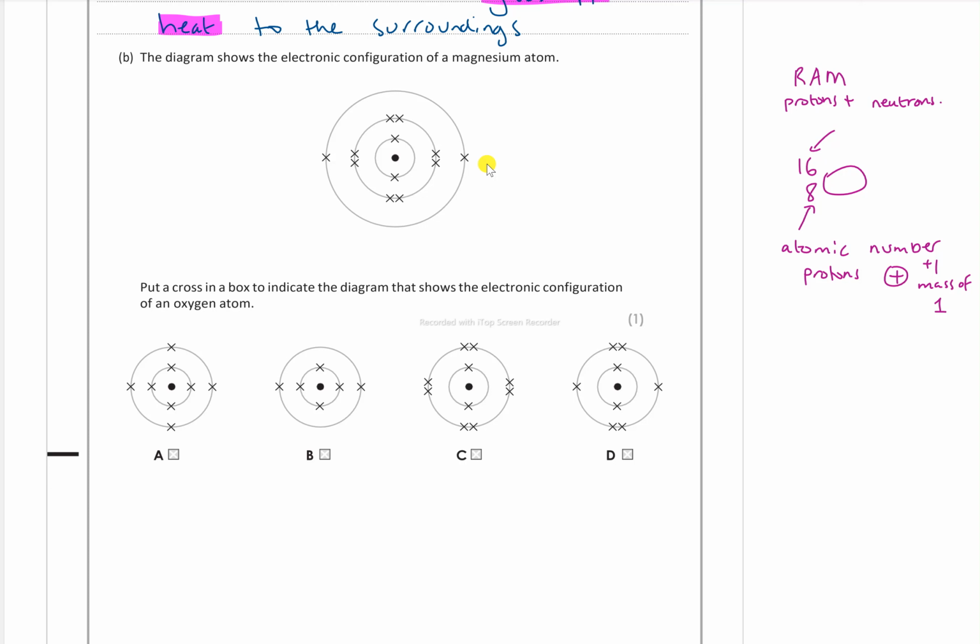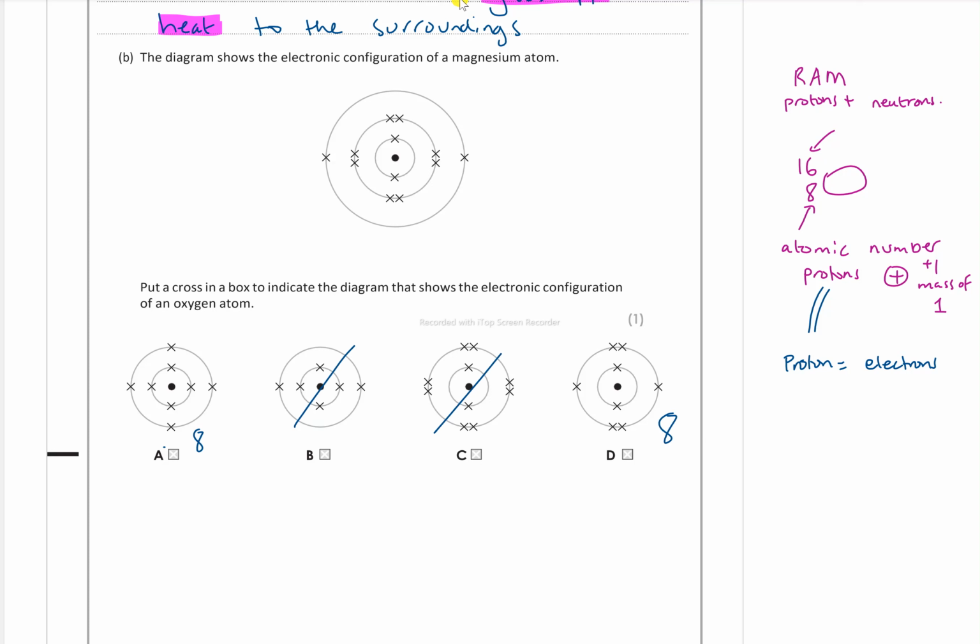Right, okay. We need 8. The number of protons equals the number of electrons. So we've got 1, 2, 3, 4, 5, 6, 7, 8. How much do we need? 8. Right, okay. That's got 8. 1, 2, 3, 4, 5, 6. It can't be that. 2, 4, 6, 8, 10. It can't be that. 2, 4, 6, 8.